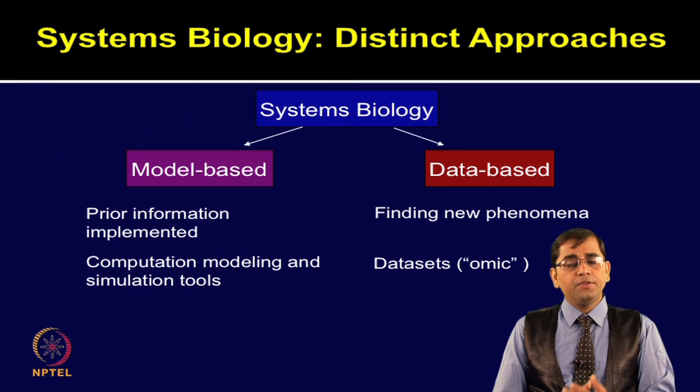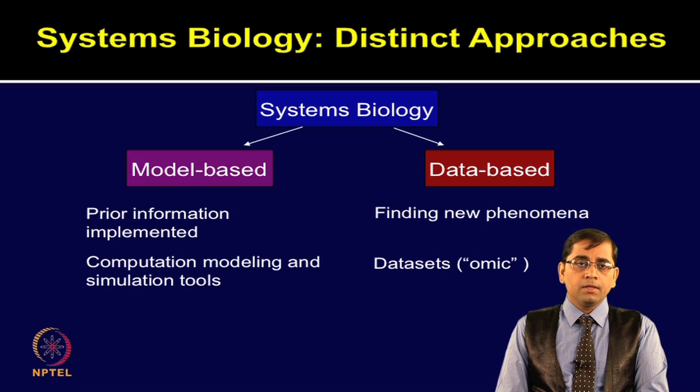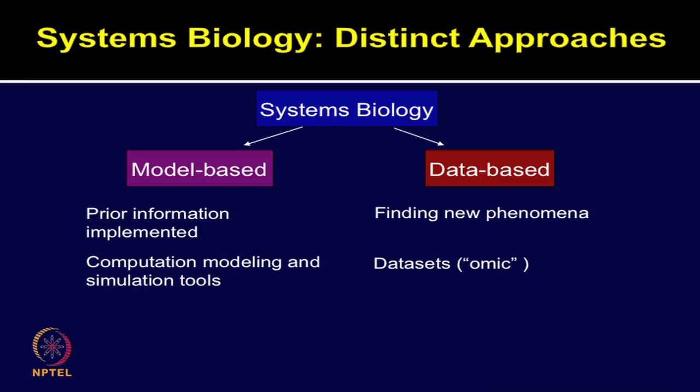So, what are the different approaches which have been taken to study systems biology? The different approaches of systems biology include the model based and data based methods. The model based approach involves some prior information which can be implemented in the models, whereas in the data based approach, the objective is to find a new phenomenon. The model based approach relies on computational modeling and simulation tools, whereas the data based methods rely on the omics data sets. In the model based systems biology approach, it is difficult to build detailed kinetic models, but in the data based approach, the complex relationships among various types of omics information, metabolic pathways and networks can be created.